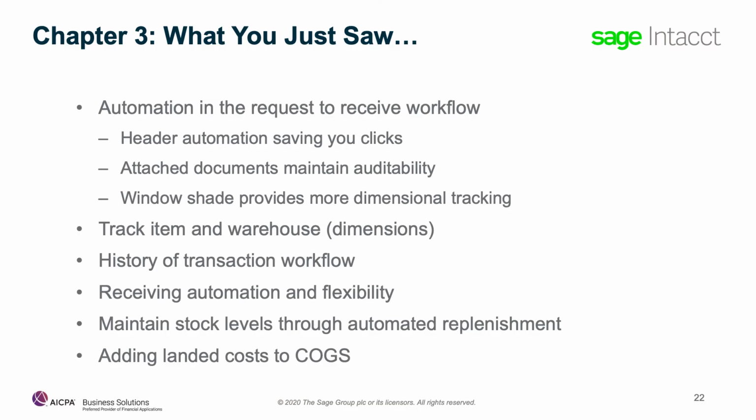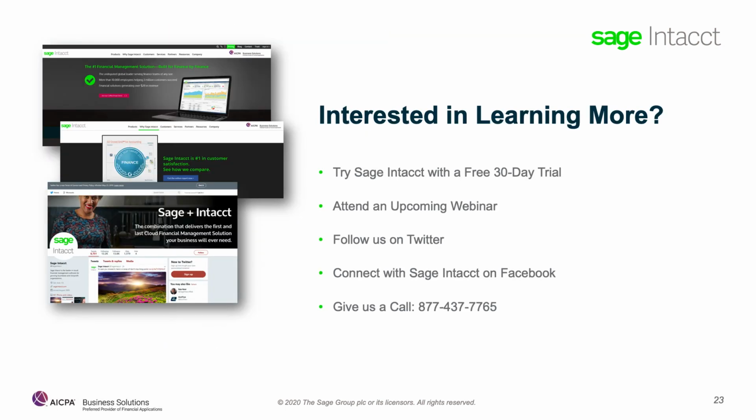We just looked at automation in the procurement workflow, header automation saving you clicks, attached documents maintaining auditability, and window shade providing more dimensional tracking. We saw how we track item and warehouse as dimensions for reporting. We also looked at a history of transaction workflow, receiving automation flexibility, maintaining stock levels through automated replenishment, and adding landed costs to cost of goods sold. This concludes our wholesale distribution product tour.